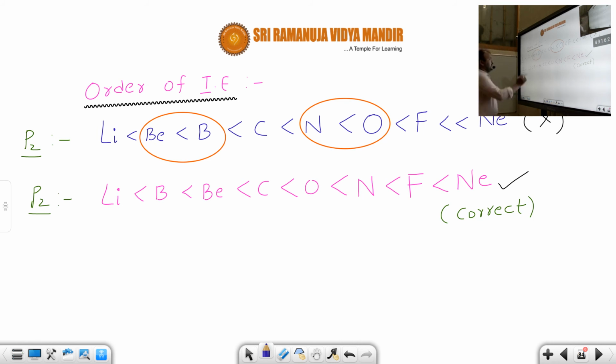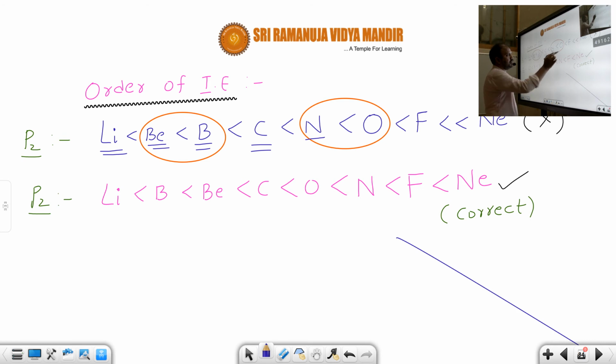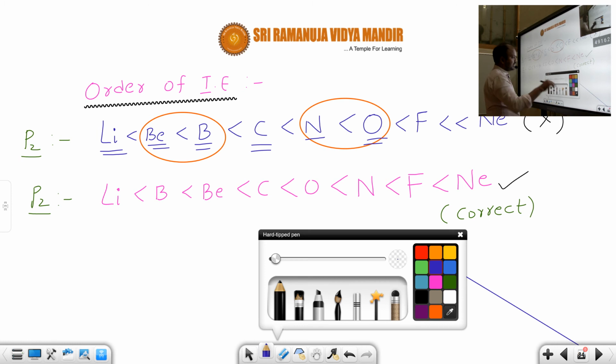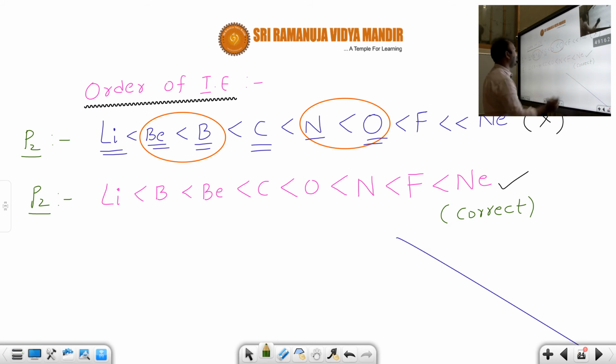So this is the general trend. Compared with lithium, beryllium has more IP. Compared with beryllium, boron has more IP. Compared with boron, carbon has more IP. Compared with carbon, nitrogen has more IP. Compared with nitrogen, oxygen has more IP. But this is what is expected theoretically. What is the experimental evidence? Experimental evidence is that compared with boron, beryllium has more ionization potential. That's why this is an exception.